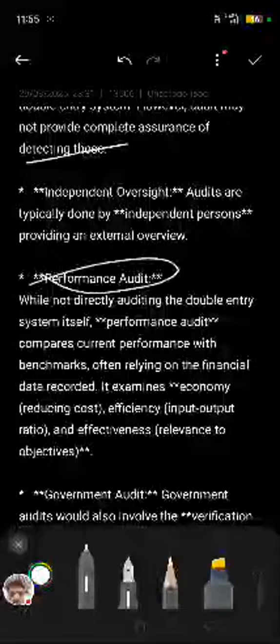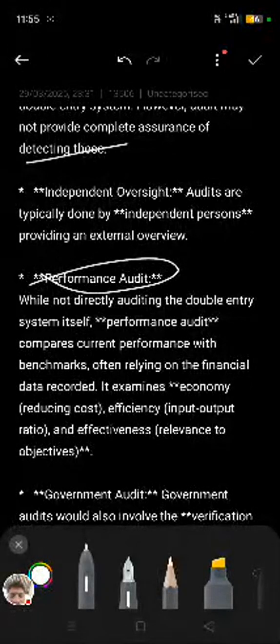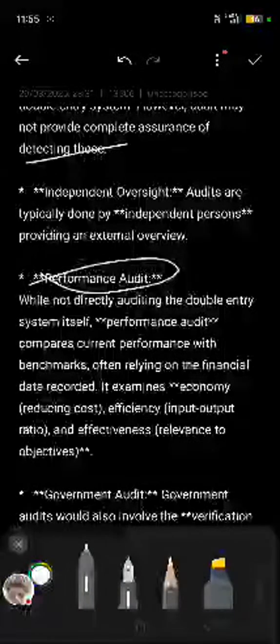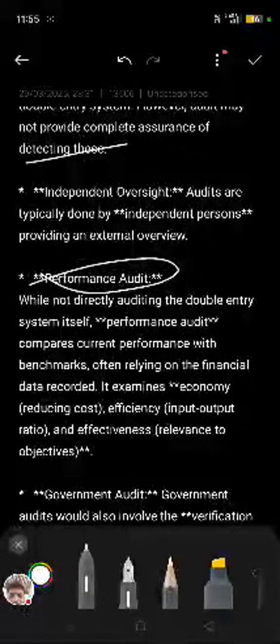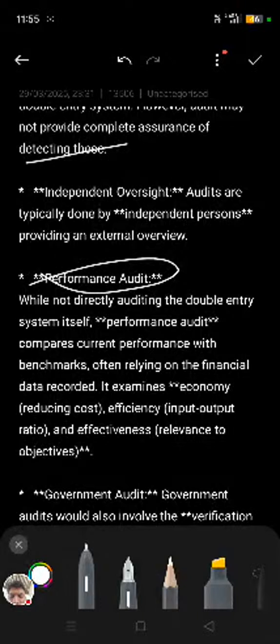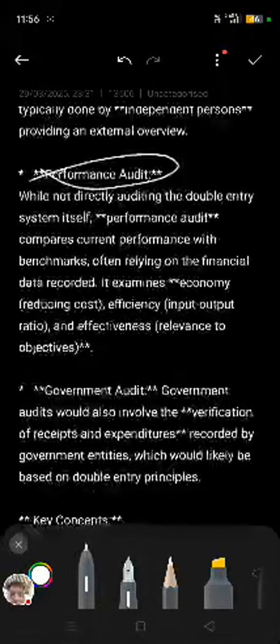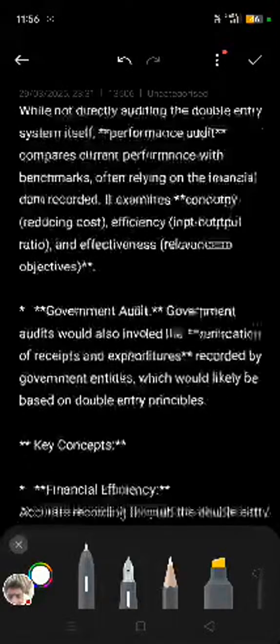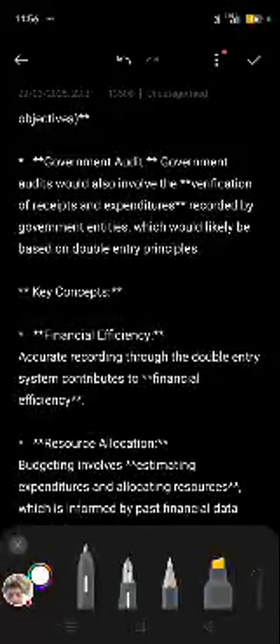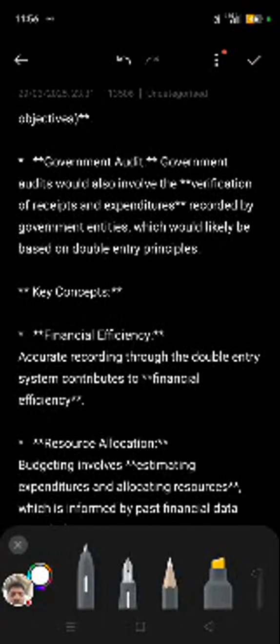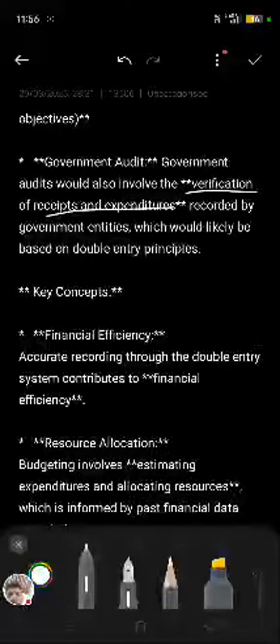Performance audit: while not directly auditing the double entry system itself, a performance audit compares current performance with benchmarks, often relying on the financial data recorded. It examines economy, reduced cost; efficiency, input and output; and effectiveness, relevance to objectives. These are the three E's: economy, efficiency, and effectiveness. Then comes the government audit. The government audit would also involve verification of receipts and expenditure recorded by government entities, which would likely be based on the double entry system.